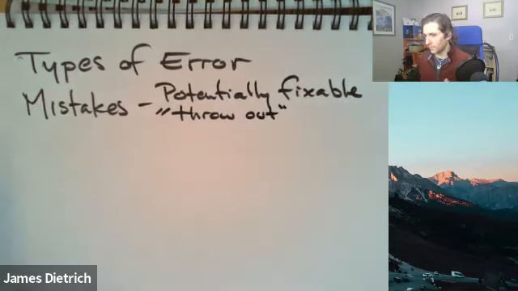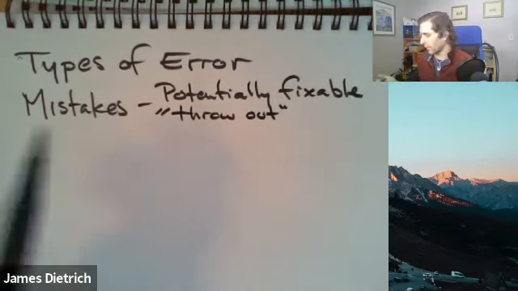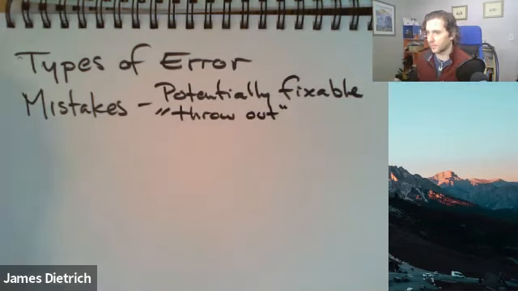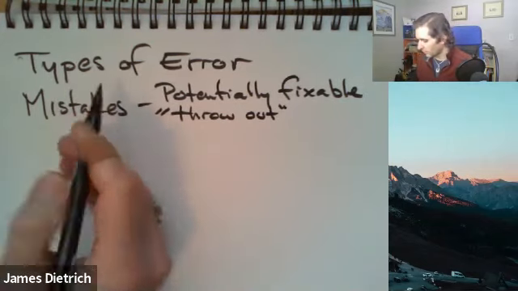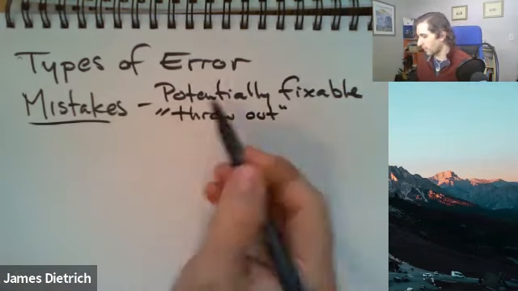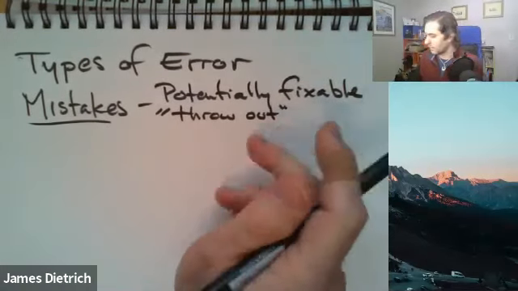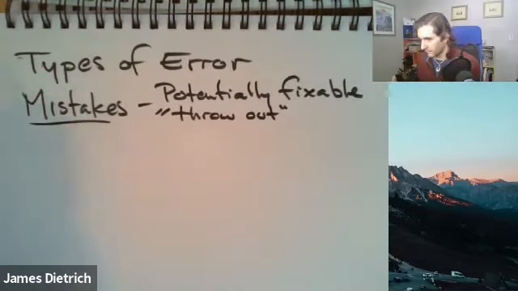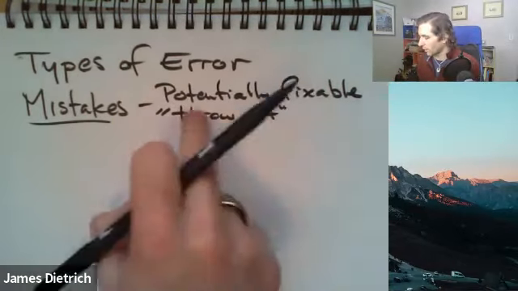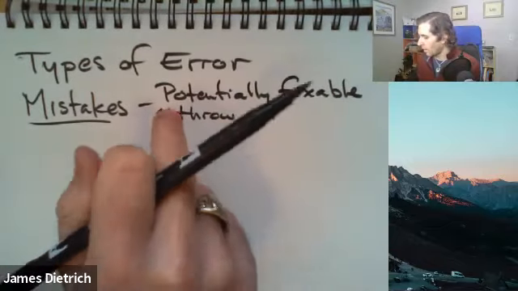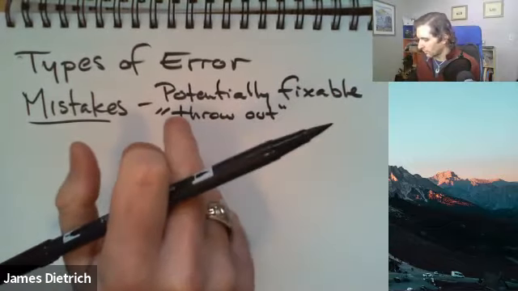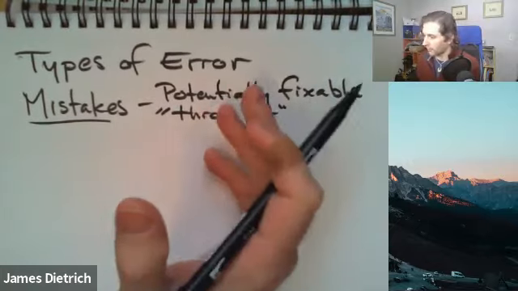Mistakes are things like blunders, or you pressed the wrong button on your instrument. That'd be considered a blunder. So mistakes are something that's potentially fixable in your data. If you can recognize it and with confidence say that you did something wrong, you can potentially fix that. Oftentimes these will get, we call, thrown out of a data set.